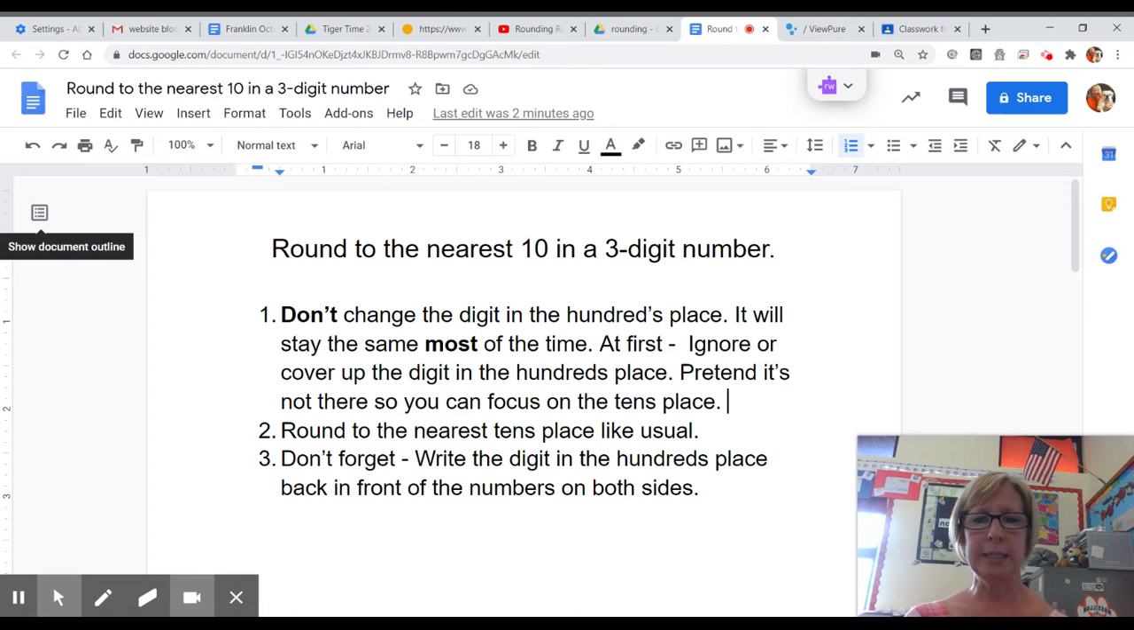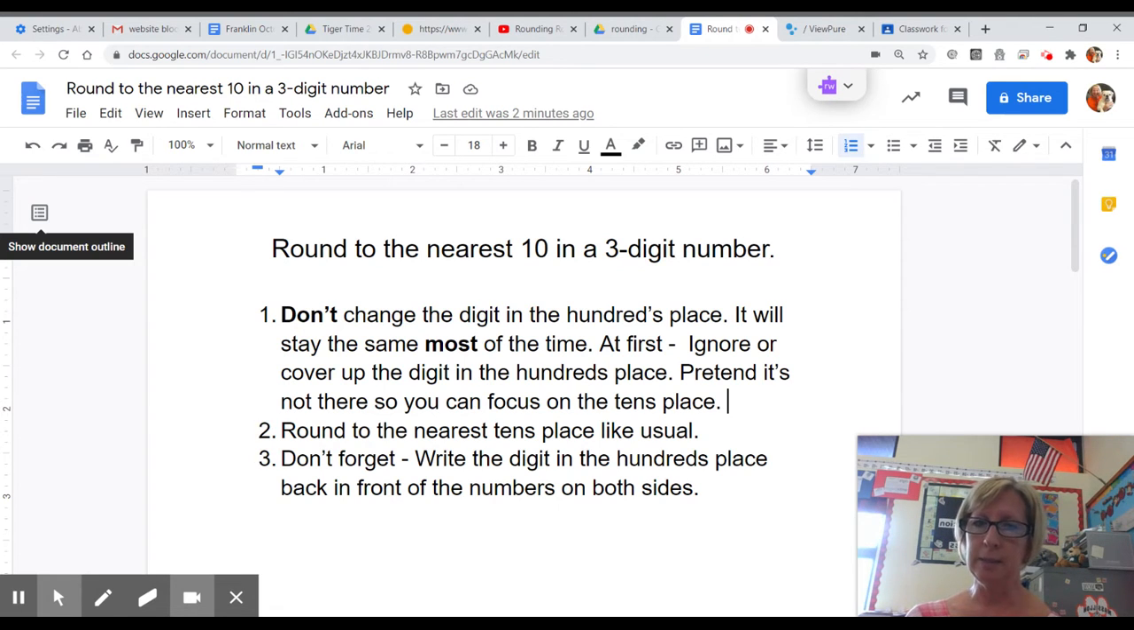When you round to the nearest 10 in a three-digit number, don't change the digit in the hundreds place. It will stay the same most of the time. So at first, I want you to ignore or cover up the digit in the hundreds place, since that's not going to change most of the time. Just pretend that it's not there so you can focus on the tens place.